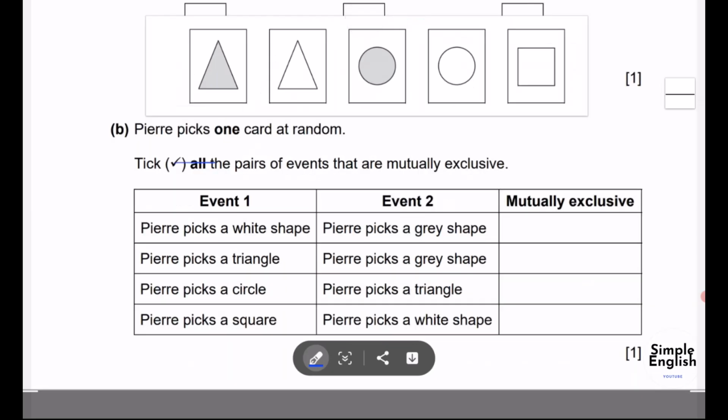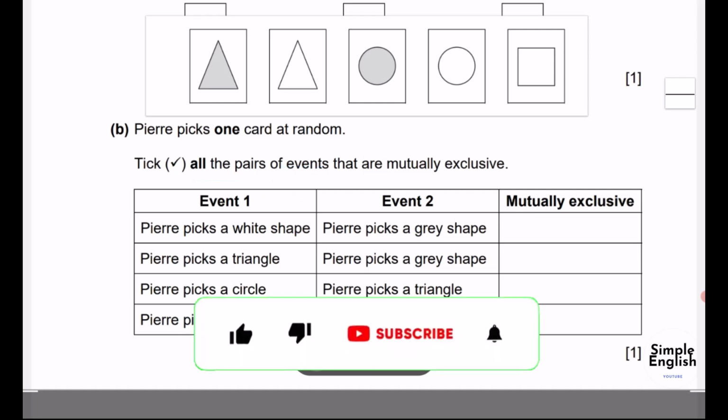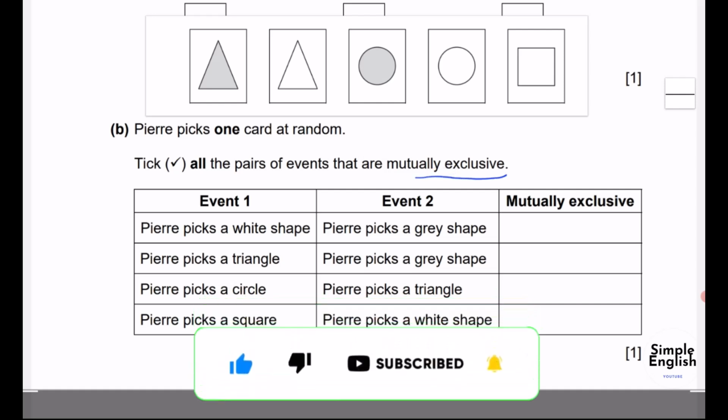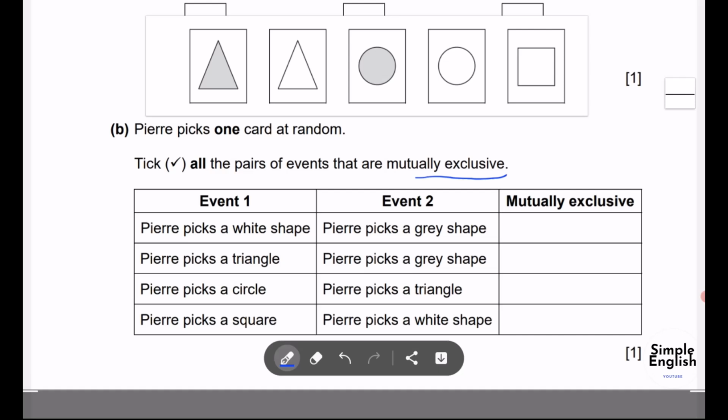Okay, B. Mia picks one card at random. Tick the pairs of events that are mutually exclusive. Remember, mutually exclusive means the 2 events cannot happen at the same time. For example, if you turn left, you cannot turn right at the same time, so the 2 events are mutually exclusive. How about the first pair: picks a white shape, and picks a gray shape, right? It's mutually exclusive, because if you pick a white one, you cannot pick a gray one.